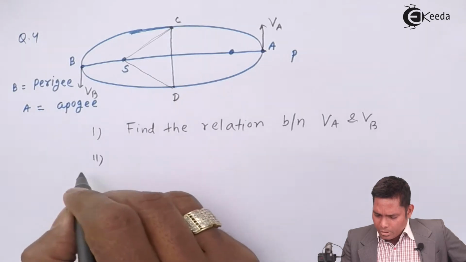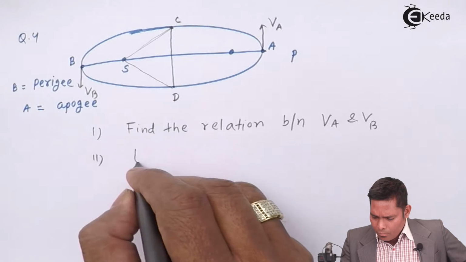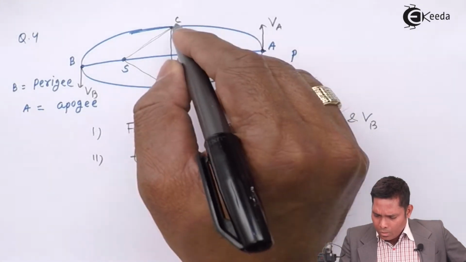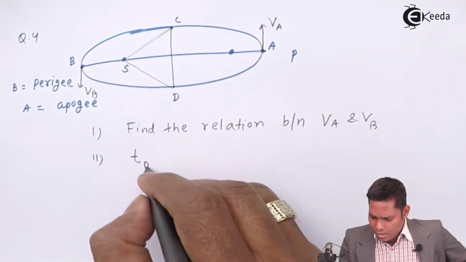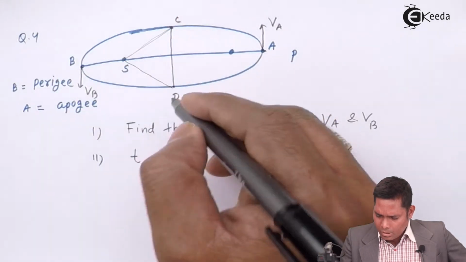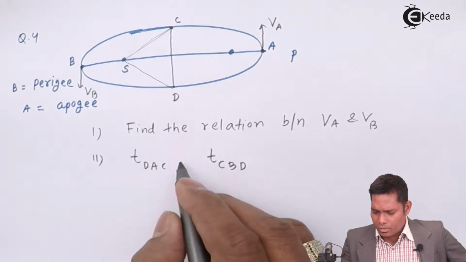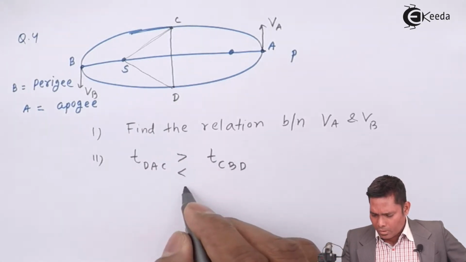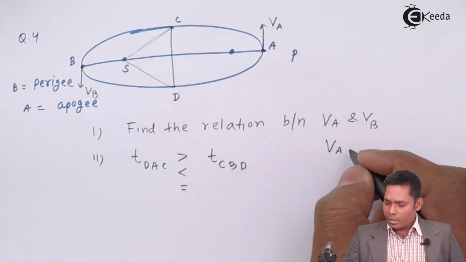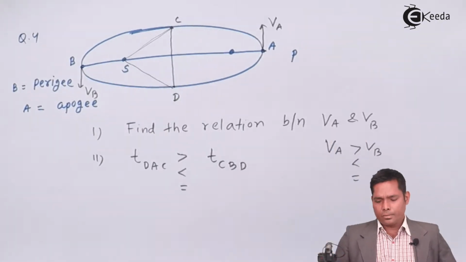And the second point is you have to find the time T from D to A to C, this time, and the time when it comes from C to B to D. What is the relation, whether it is greater, less or equal, that you have to justify. So here also VA is greater than VB, or less than VB, or equal to VB. These are the two questions you have to answer.